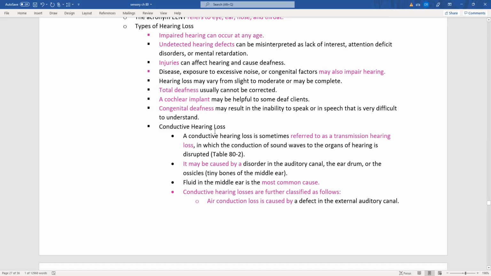Okay, so conductive hearing loss. Conductive hearing loss is sometimes referred to as transmission hearing loss, in which the conduction of sound waves to the organs of hearing is disrupted. Know that.